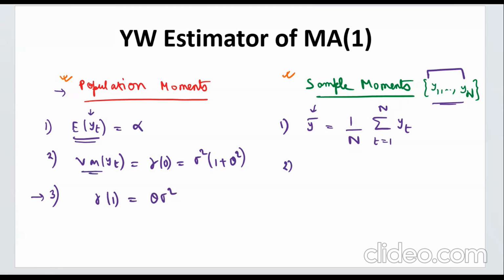Now for variance, what do you write? Variance is gamma naught cap.